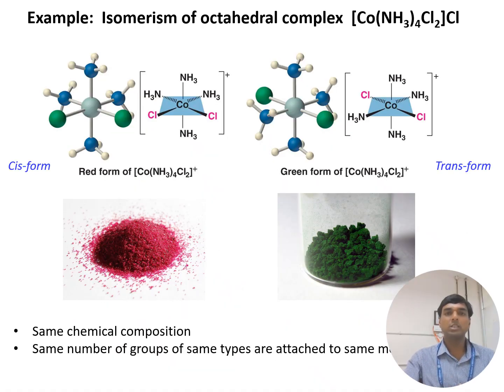You can see Co(NH3)4Cl2. When the chlorines are on the same plane, that is called cis. When they are on opposite sides, they are called trans. Based on that, the cis form is red or violet in color, and the trans form is green in color.